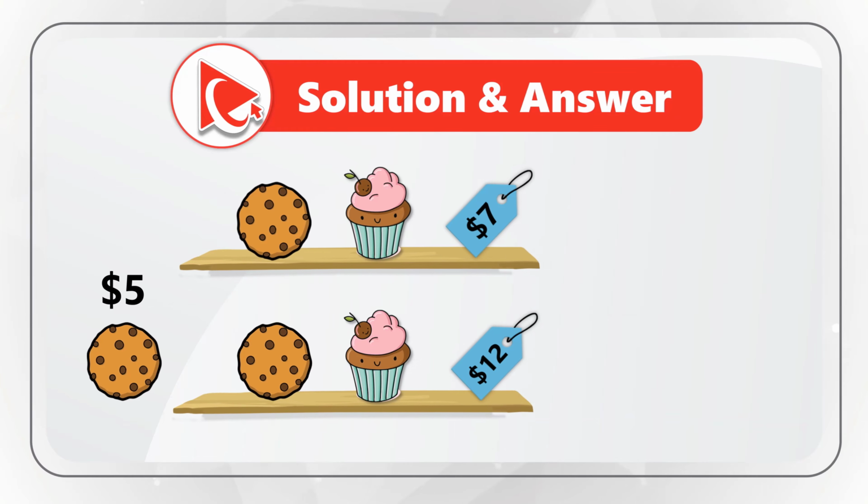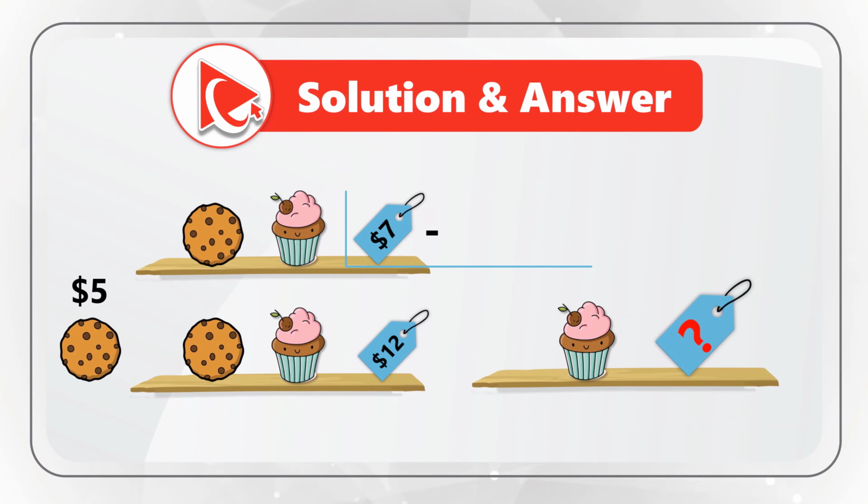Now we can easily calculate the price of a cupcake by subtracting 5 from 7, which means that the price of a cupcake is 2. So the correct answer here is choice C, $2. Did you get to the same answer? If not, please make sure to post your answer, solution, and rationale in comments.